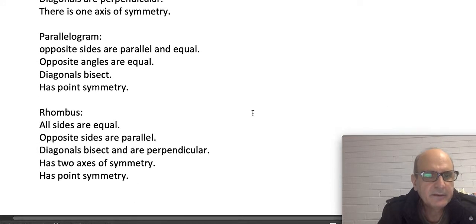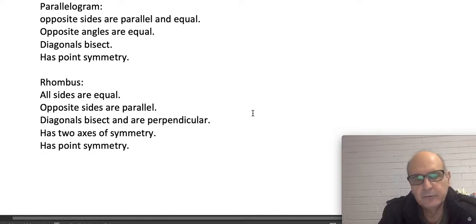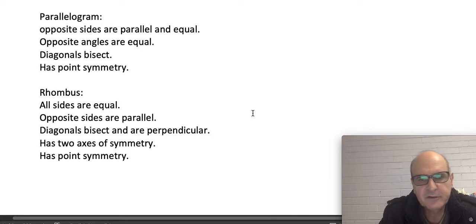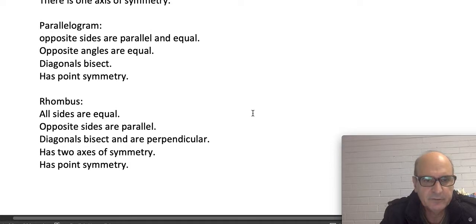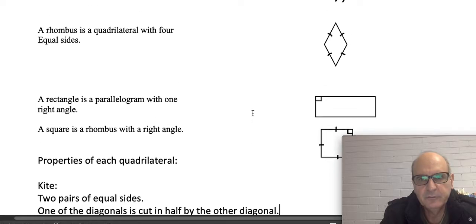That is about parallelogram. Rhombus. A rhombus is a quadrilateral which has 4 equal sides, and opposite sides are parallel, and diagonals bisect and are perpendicular. Has 2 axes of symmetry. Has point symmetry.